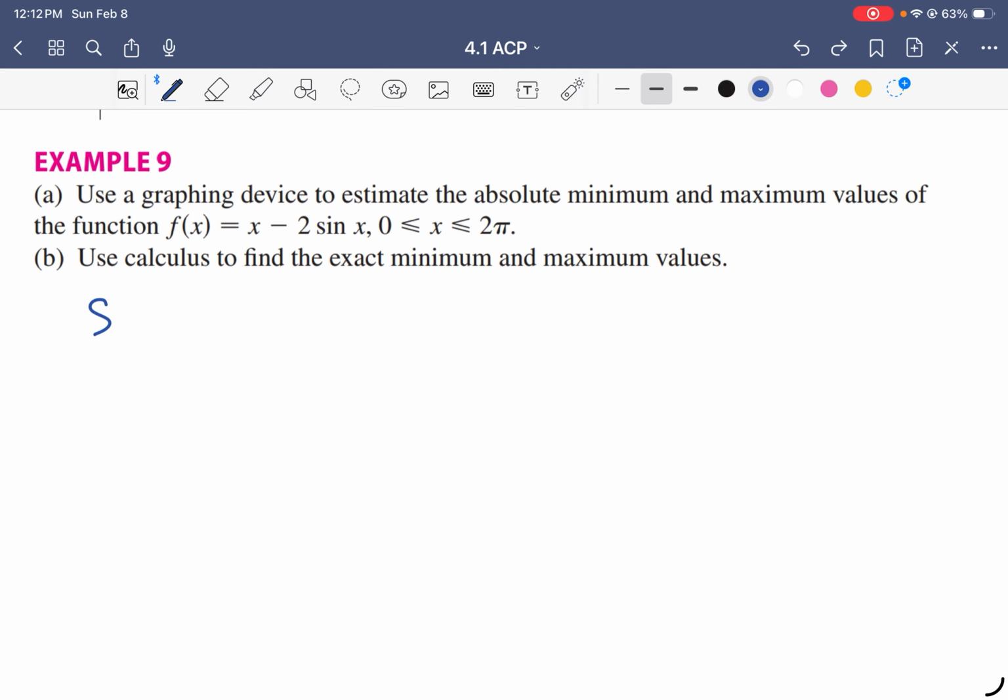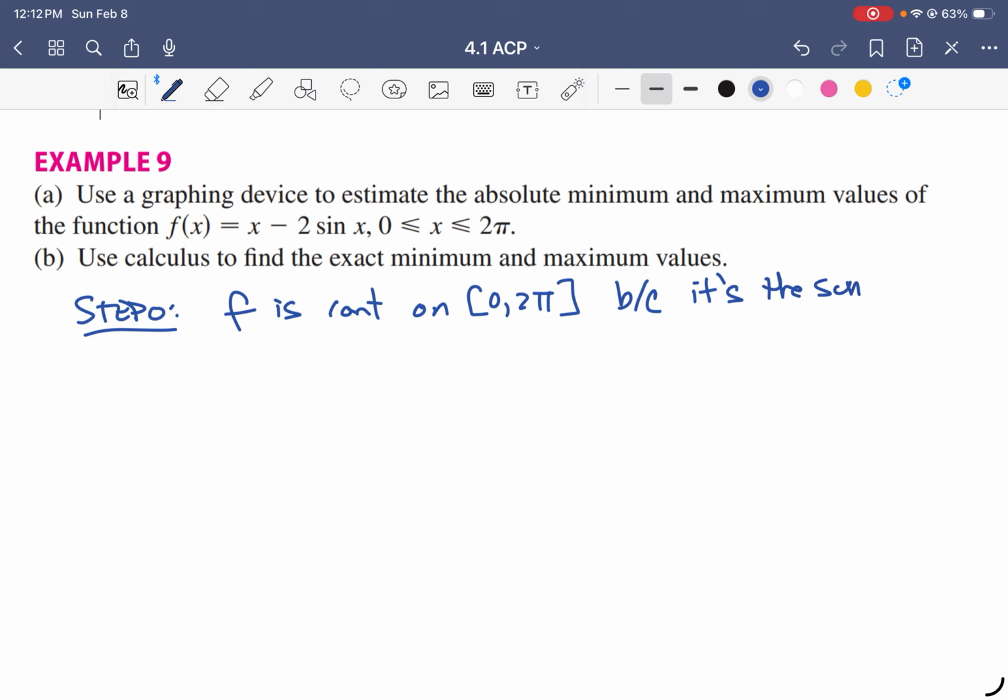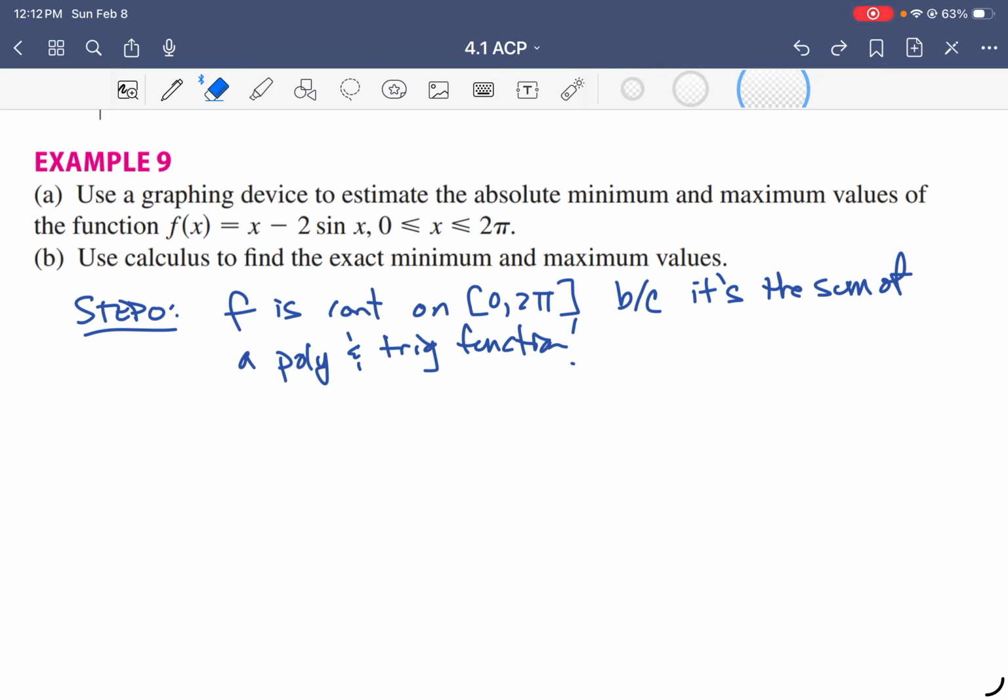So maybe step 0 is that f is continuous on 0 to 2 pi because it's the sum of a polynomial and a trig function. So it's nice. This thing is continuous everywhere, and so is this. So it is a sum of those two sorts of things, so it's good. It's actually a linear combination, but whatever.